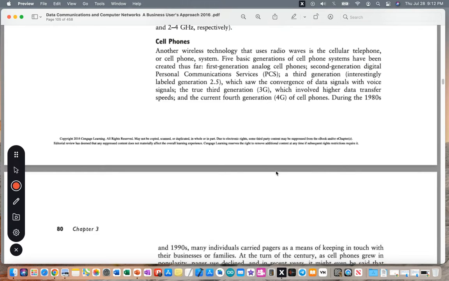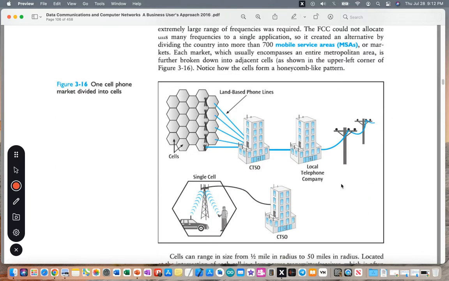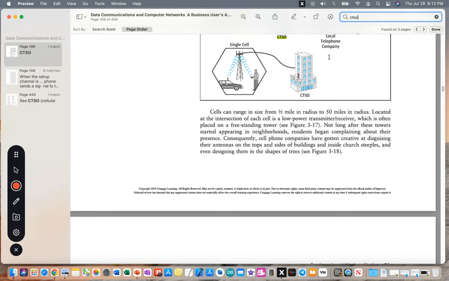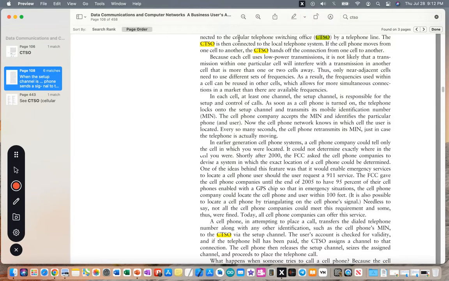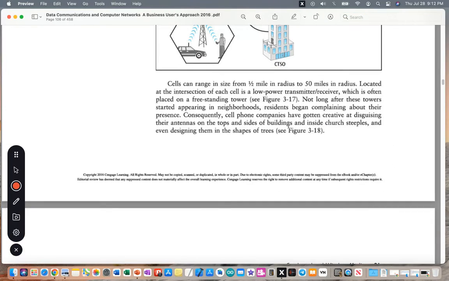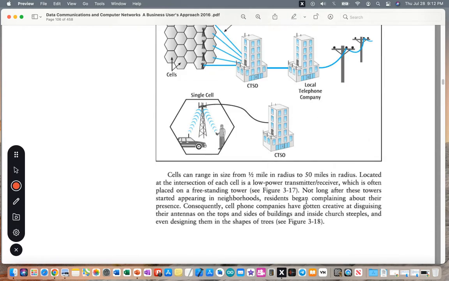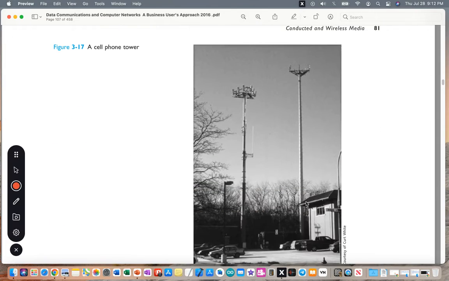Cell phones. Anyhow, I'm not sure what CTSO stands for, but we can search for it here. CTSO. In the 108 it is cellular telephone switching office. Cellular telephone switching office, okay. And we'll go back, cellular telephone switching office, all right. And we'll go back here and continue skimming.